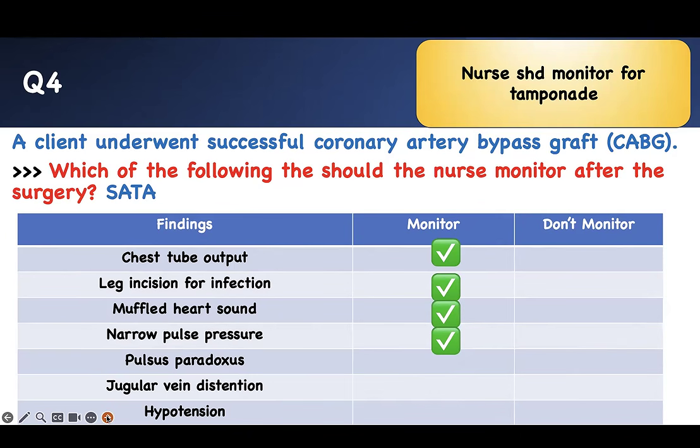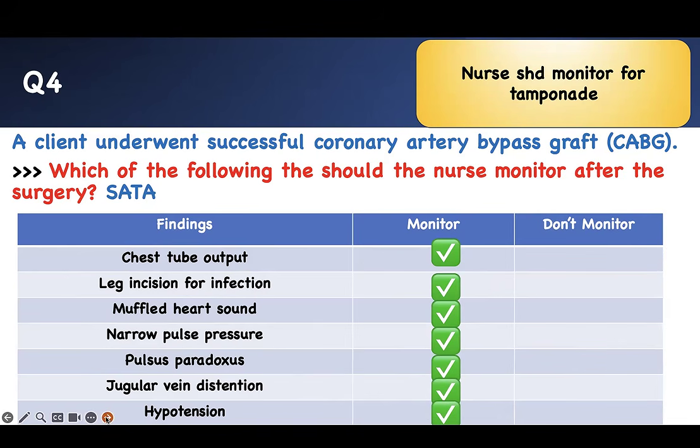If you take a deep breath, your blood pressure is going to drop. That's what we call pulsus paradoxus. Hey, if your heart is not pumping, you have a heart failure, right-sided heart failure, and that's what we call JVD. Of course, your heart is not pumping, your blood pressure is going to go down. That's hypotension. This is the way I want you to approach the questions.